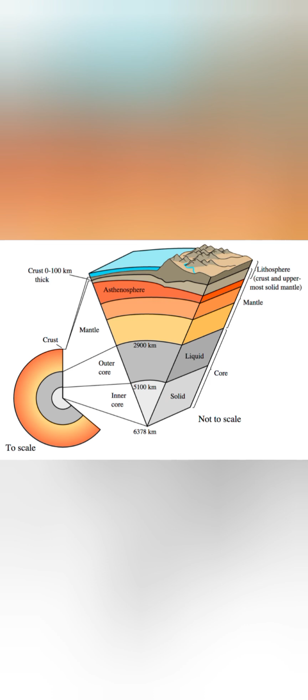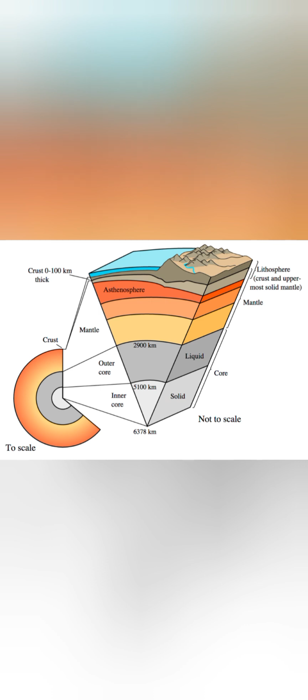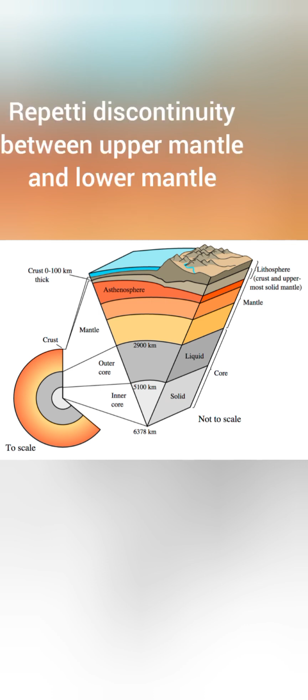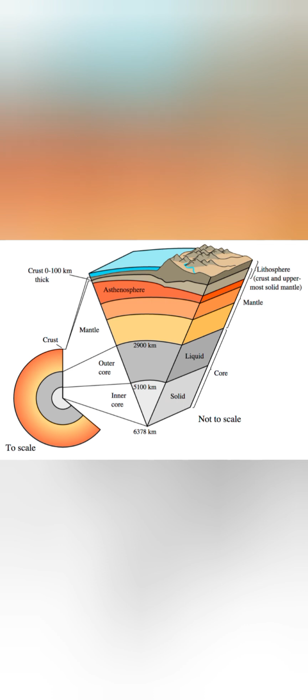These layers are also further divided. Conrad discontinuity is between the upper and the lower crust. Repetti discontinuity is between the upper mantle and the lower mantle. And Lehmann discontinuity is between the outer core and the inner core.